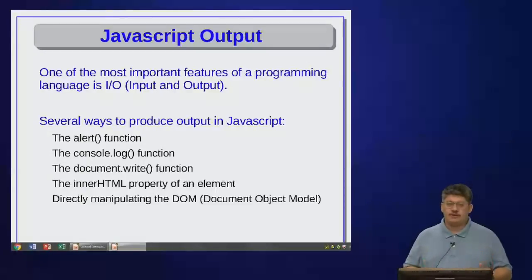Another way to produce output is to use the console.log function. We can also write to the HTML page itself with document.write, or manipulate the HTML of a particular element on the page by using the innerHTML property. And of course, we can also manipulate the web page directly. We can move things around. We can resize things in the CSS. We can add paragraphs and remove links. This is called manipulating the document object model. We'll talk more about that in another lecture.